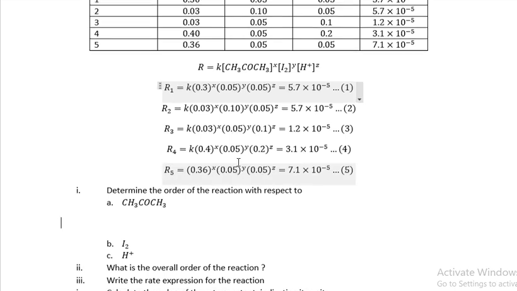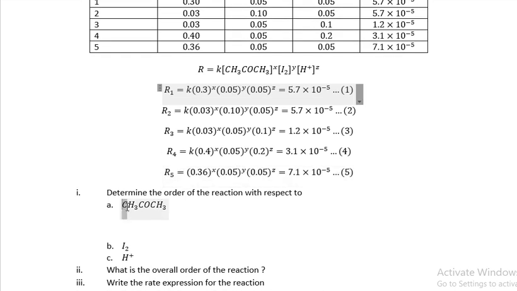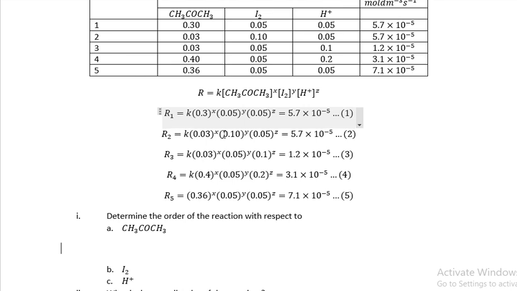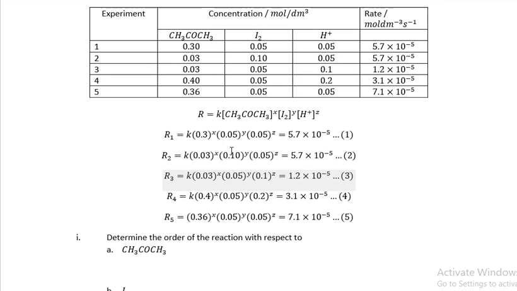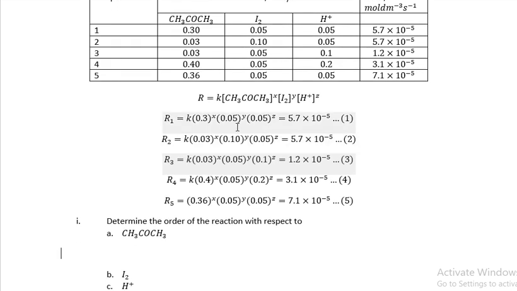But for the first part, how do I calculate the value of x? Because x is the order of the reaction with respect to propanol. Specifically, we call it the partial order of the reaction. So how do I calculate the value of x? What I need to do is go to any 2 experiments where the values of the other reactants are constant. That is, the other reactants have constant concentrations. Then I use that to find my value.